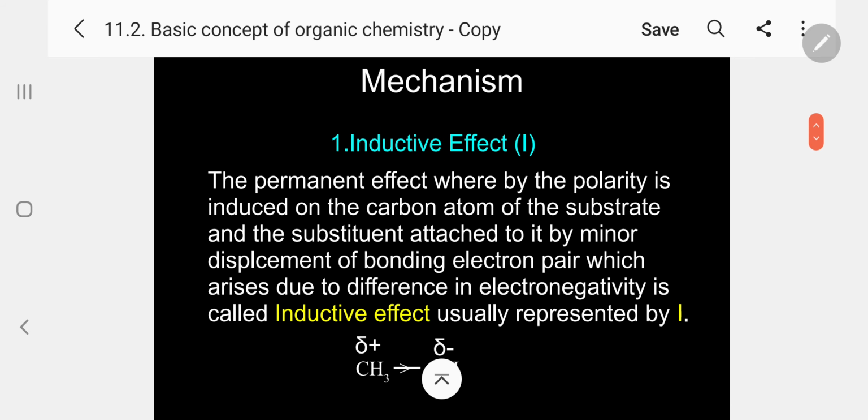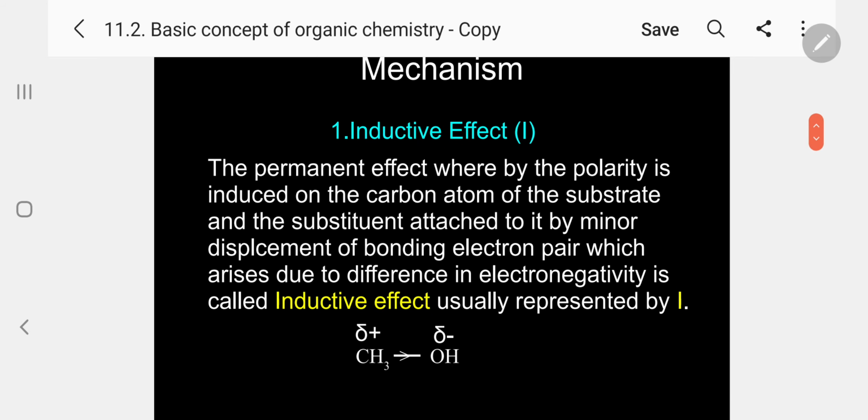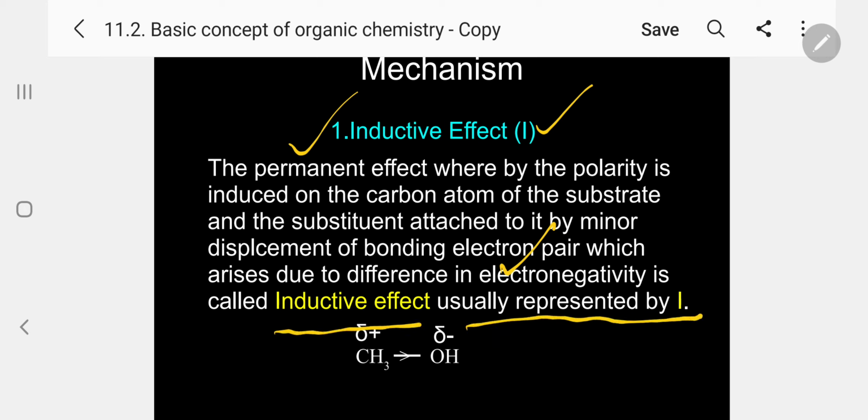Let me concentrate in order to explain, because the question is asked based on I effect. What is meant by I? I stands for inductive effect. Please follow. Let me explain what is inductive effect. The permanent effect whereby the polarity is induced on the carbon atom of the substrate and the substituent attached to it by minor displacement of bonding electron pair, which arises due to difference in electronegativity, is called the inductive effect, usually represented by I.